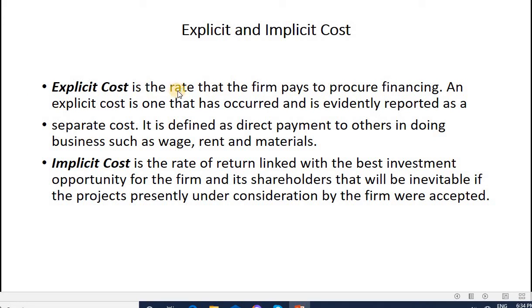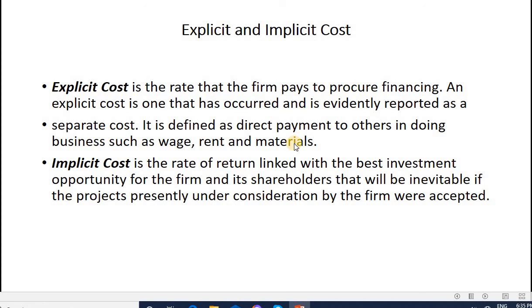Explicit cost is the rate that the firm pays to procure financing. Whenever we are raising funds, we need to pay in return the rate. It is the rate which we are paying for acquiring the funds, the rate which arises at the time of procuring the funds. An explicit cost is one that has occurred and is evidently reported as a separate cost. It is defined as direct payment to others in doing business, such as wage, rent and materials.